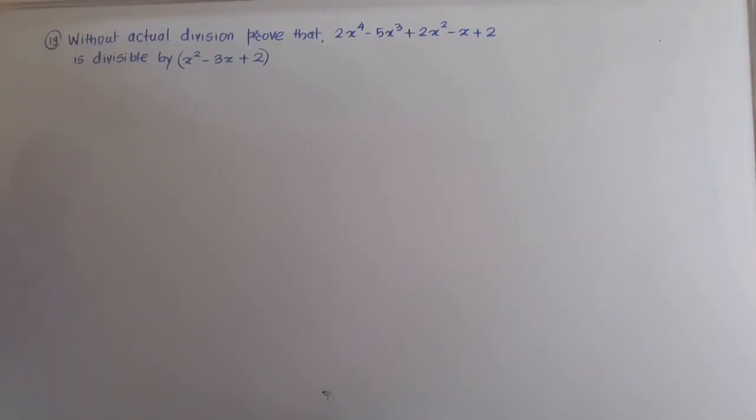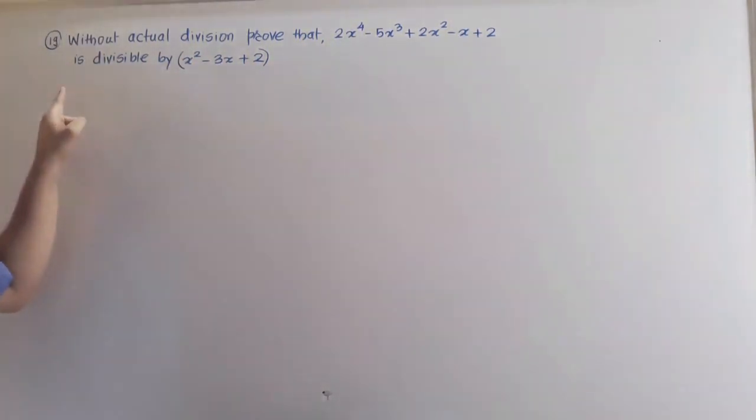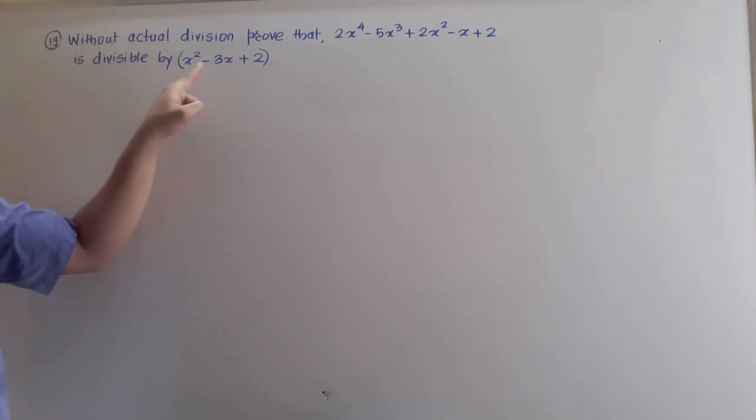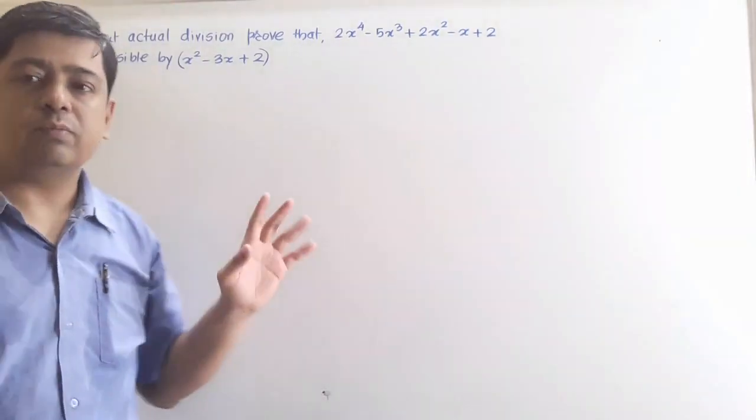Now let us see question number 19. In question number 19, we are given that without actual division, prove that this long polynomial is divisible by x square minus 3x plus 2. Actually, this question you can solve by two methods.